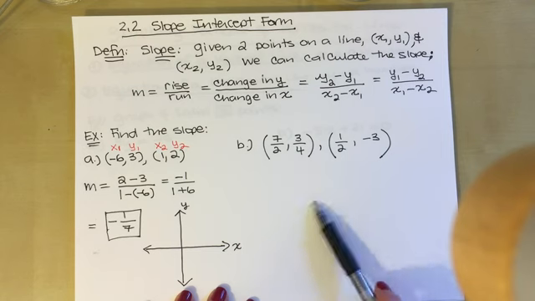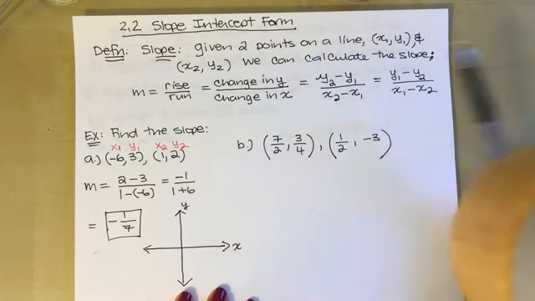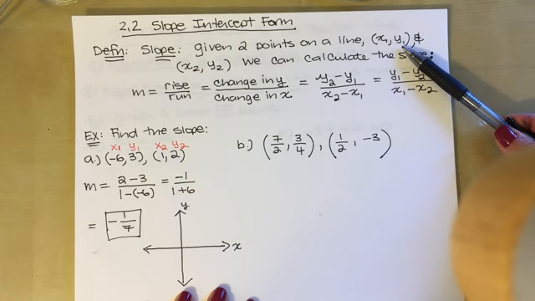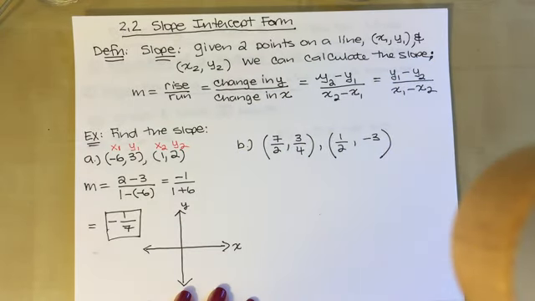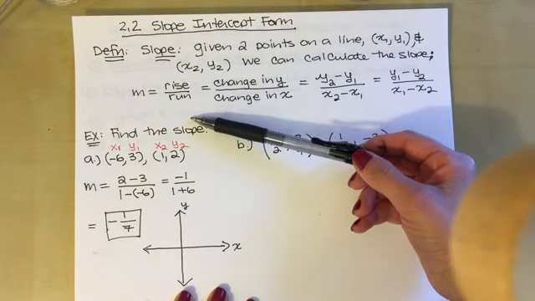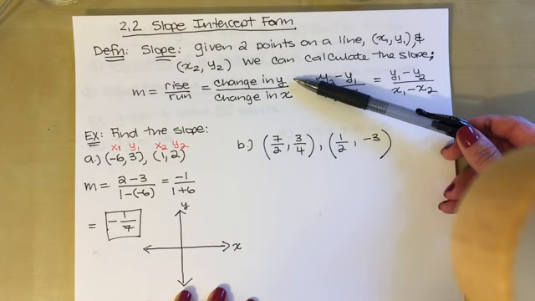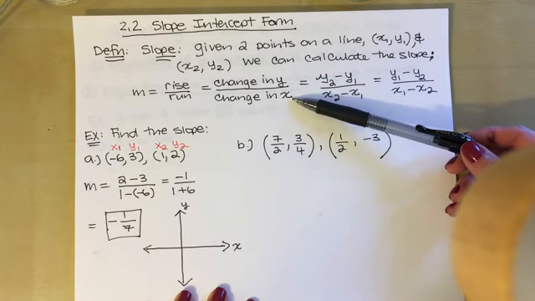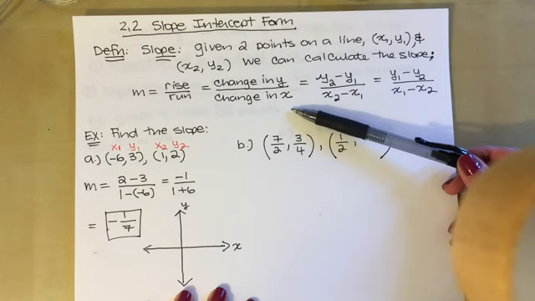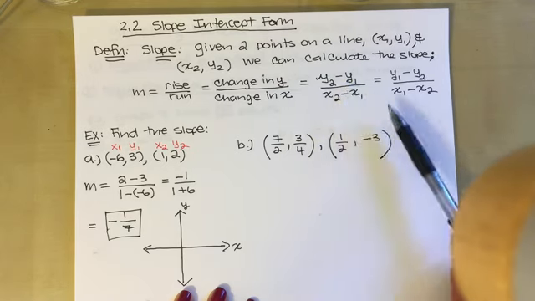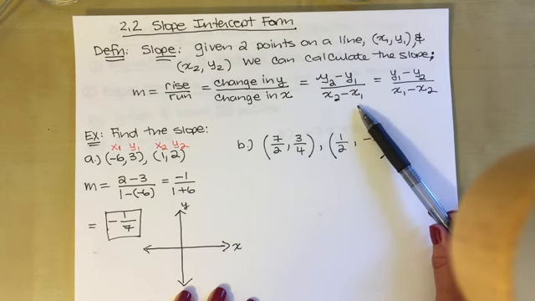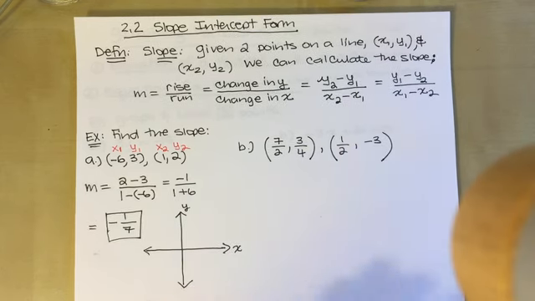So here's our definition. Given 2 points on a line, and I have 2 points written in general, x1, y1, and x2, y2, we can calculate the slope. So what does slope mean? It means rise over run, also change in y divided by change in x. Change in y and change in x just means that you have a difference of your y coordinates divided by difference in your x.